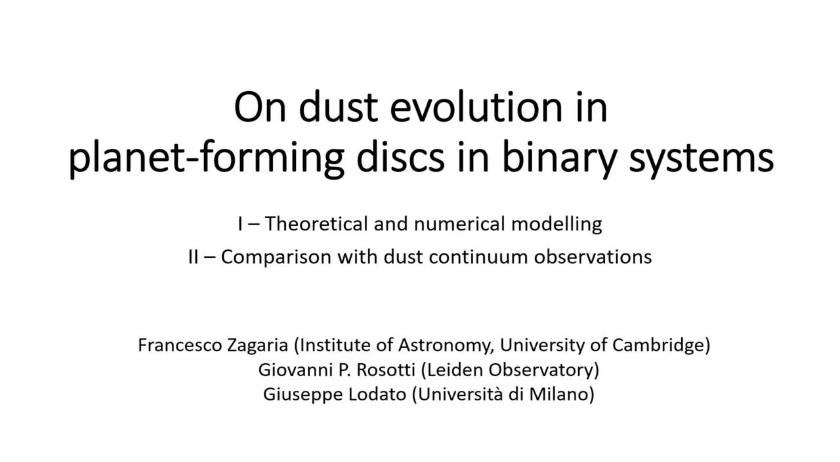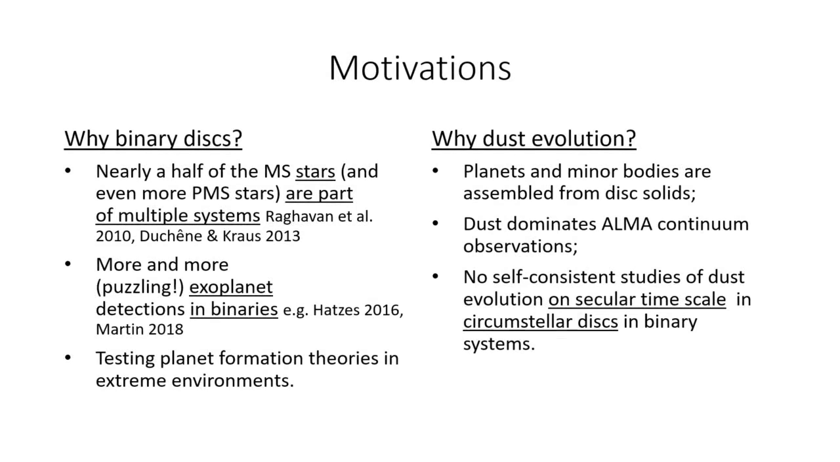This is an interesting research topic for several reasons. First of all, it is widely known that more than half of the main sequence stars are part of multiple stellar systems. Secondly, more and more exoplanets are detected in binaries, despite the theoretical impediments for planet formation in this hostile environment.